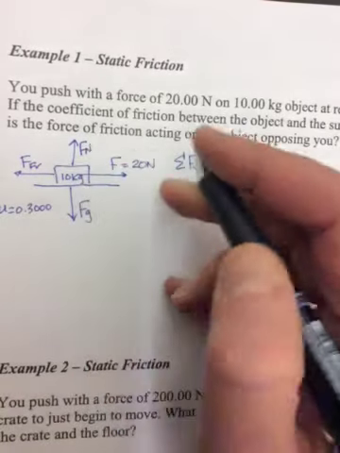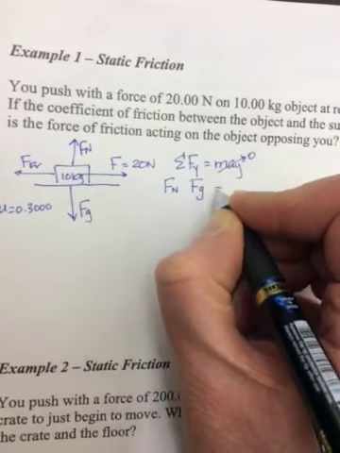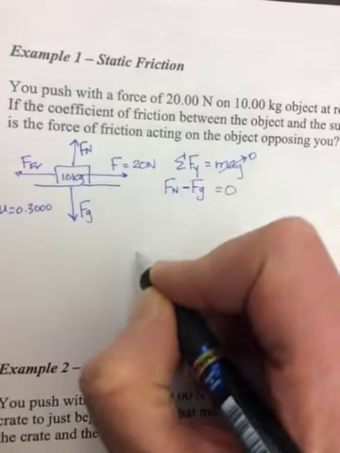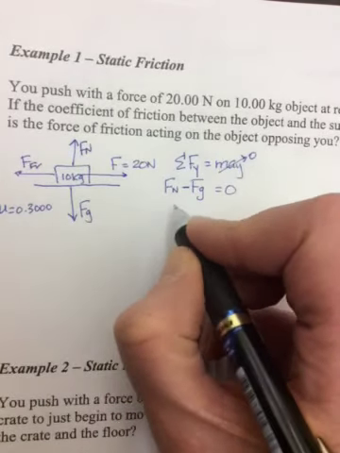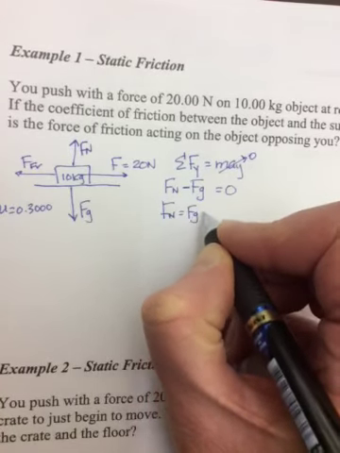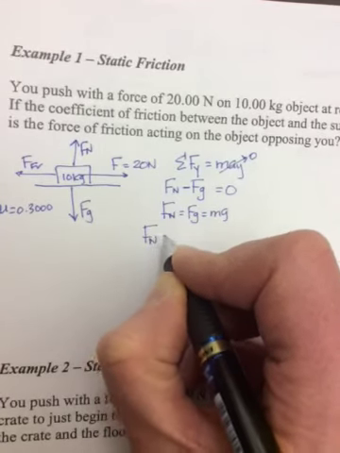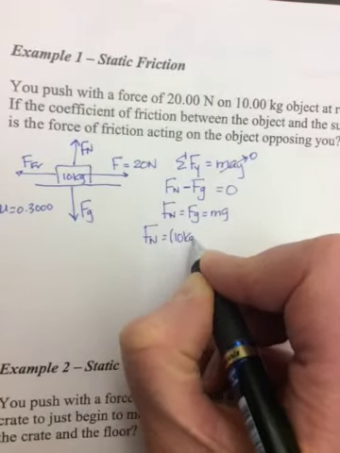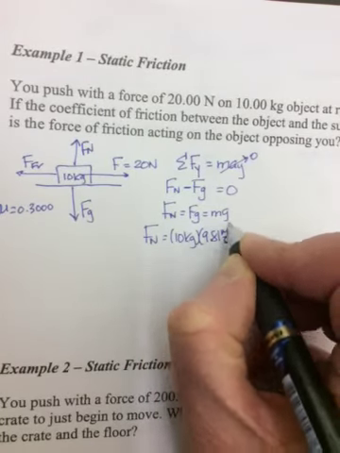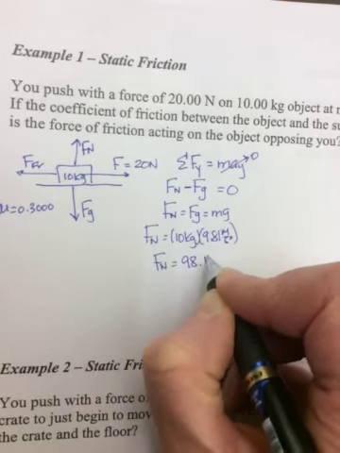So what are the forces? There's an Fn, and there's an Fg, and that's going to be equal to 0. Fn is going up, Fg is going down, so it'll be Fn minus Fg. Take the Fg over, so Fn is equal to Fg, and we know that Fg is equal to mg. So we can find our Fn. It's 10 kilograms times 9.81 meters per second squared. So our Fn is 98.1 newtons.